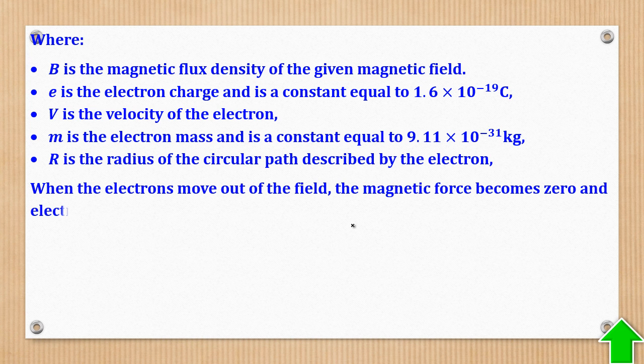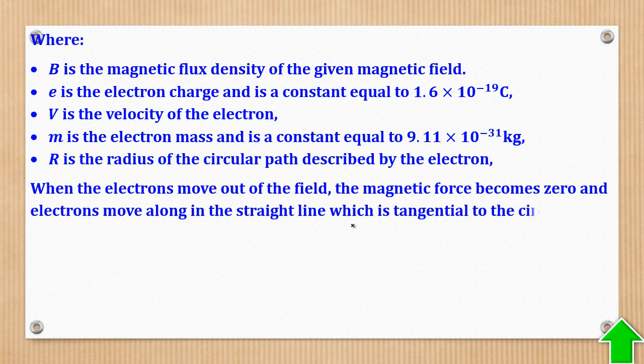Therefore, when the electron moves out of the field, the magnetic force becomes zero, because magnetic force acts within a magnetic field. Know that word? Magnetic force acts within a magnetic field. So when it leaves that space of the magnetic field, there's no longer magnetic force. Therefore, the electrons move along the straight line, which is tangential to the circular path at the point of exit, at the point where they left the magnetic field.